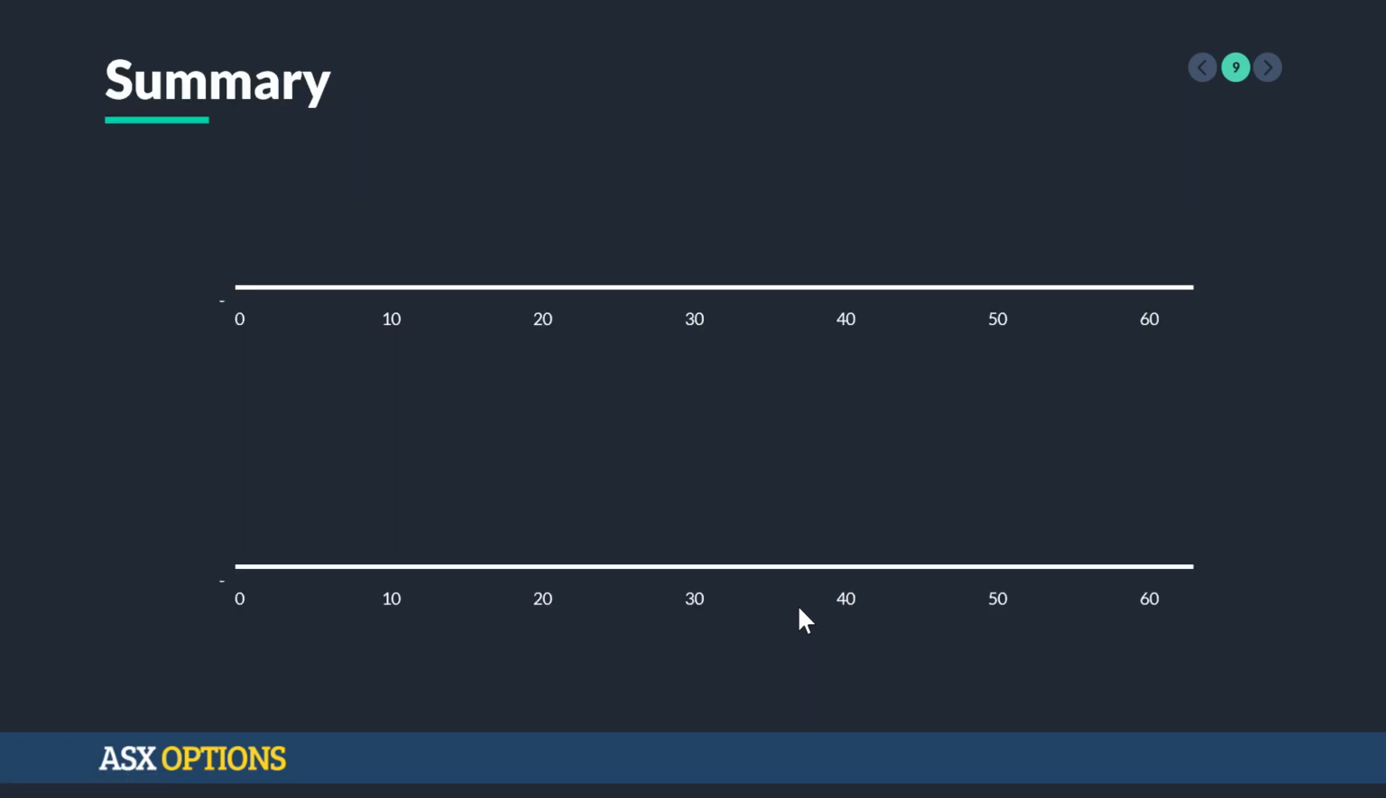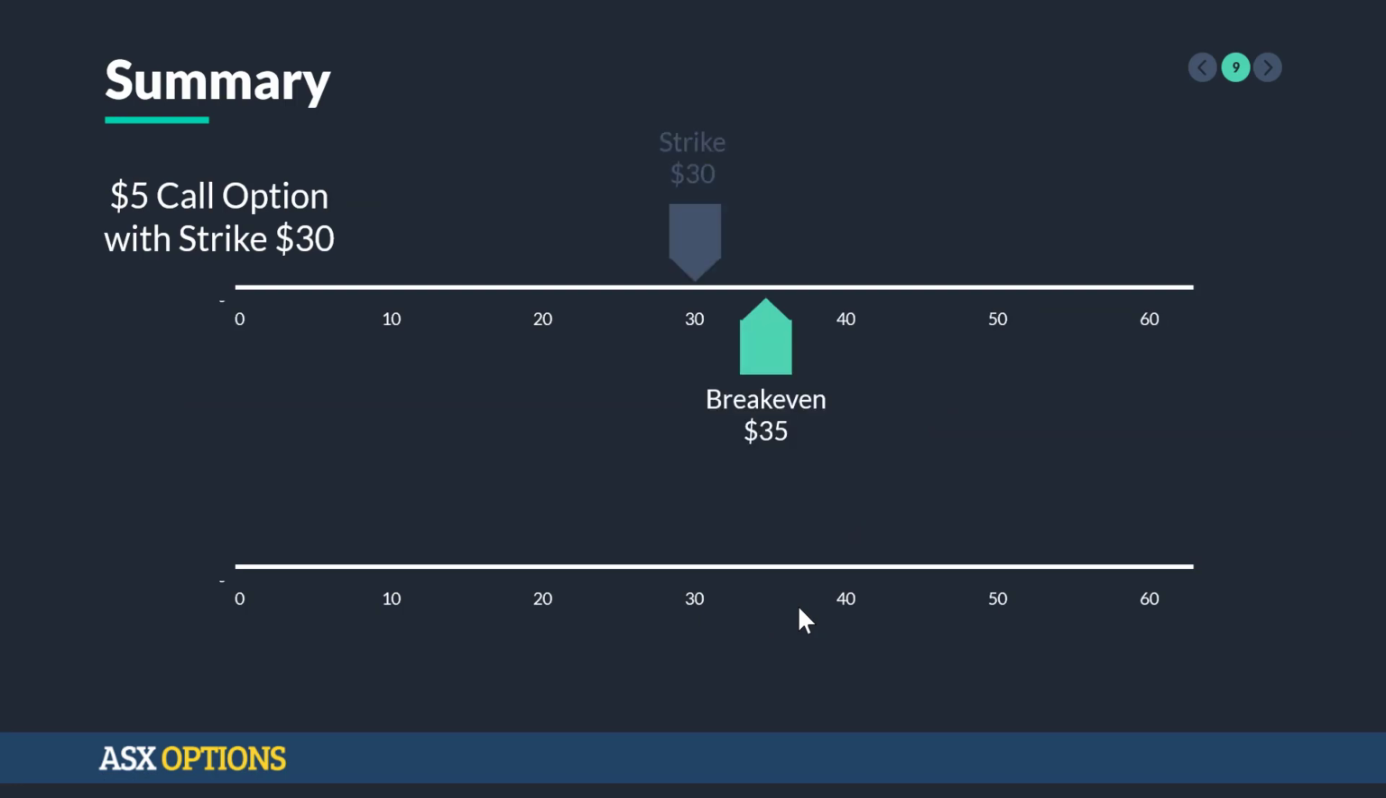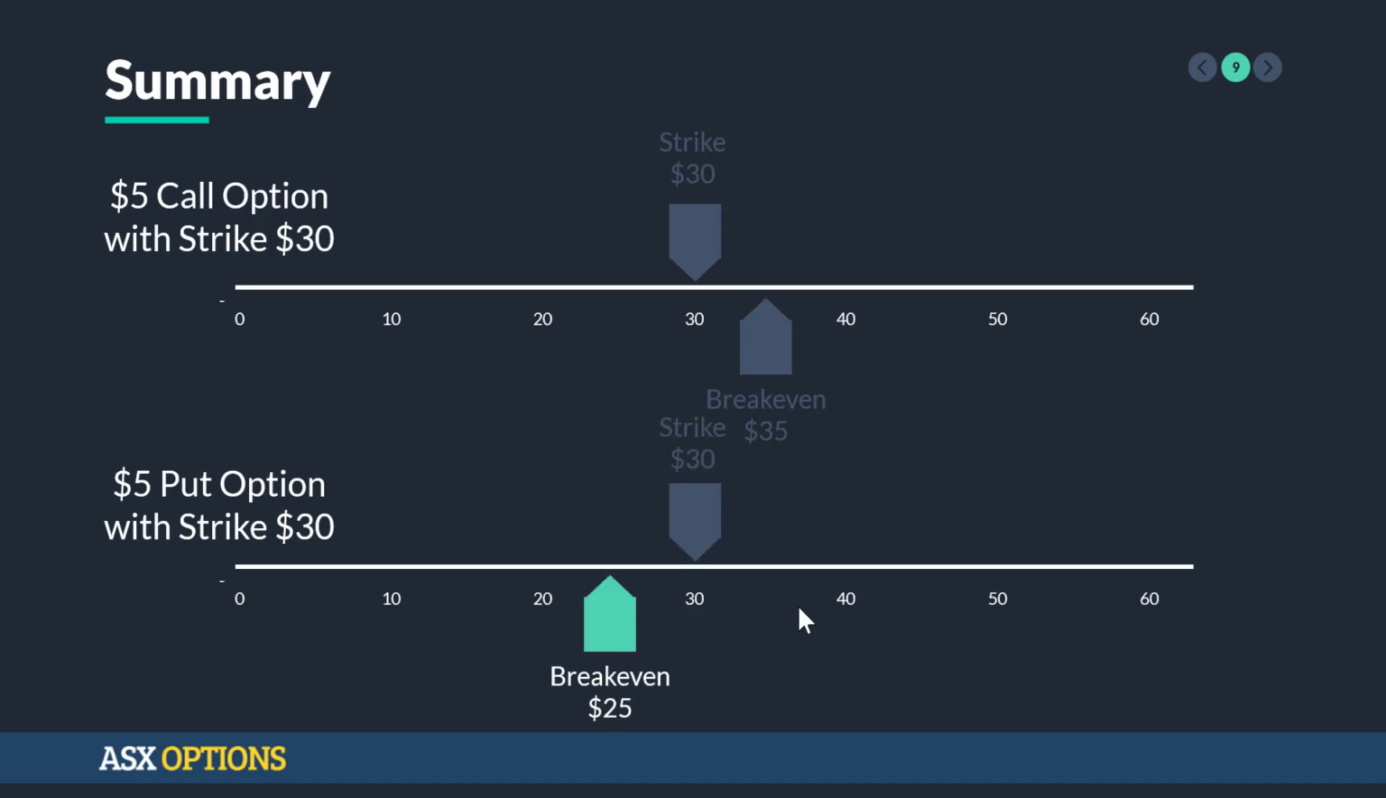So in summary, we have a $5 call option with a strike of 30, then here's the strike price, and our break even is going to be higher than that at $35. Now, quite the opposite way, the put option with a strike of 30, the buyer is going to have a break even lower at $25.